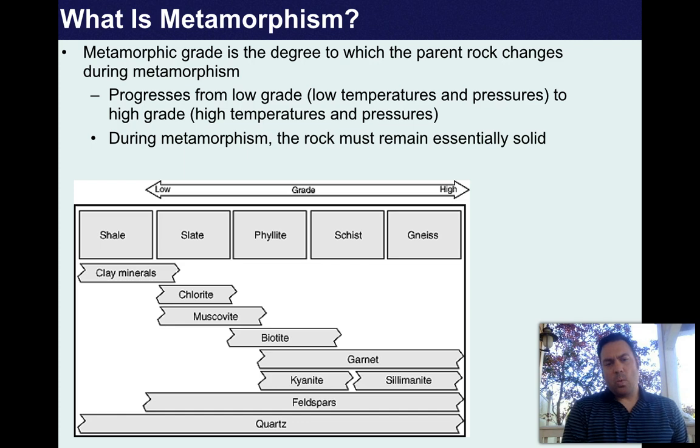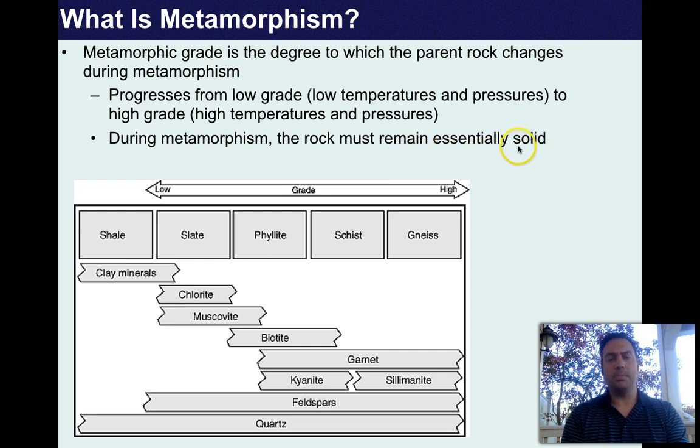And to really understand why different rocks form at different stages in metamorphism, for example, if you have what they call a low-grade or a high-grade metamorphic environment, you get different kinds of rocks forming, even though they all might have the same original parent rock. So metamorphic grade is the degree to which the parent rock changes during metamorphism. It progresses from low-grade, low temperatures and pressures, to high-grade, high temperatures and pressures. So here we see a low grade, high grade up here, and here we see, for example, a case of shale being metamorphosed.